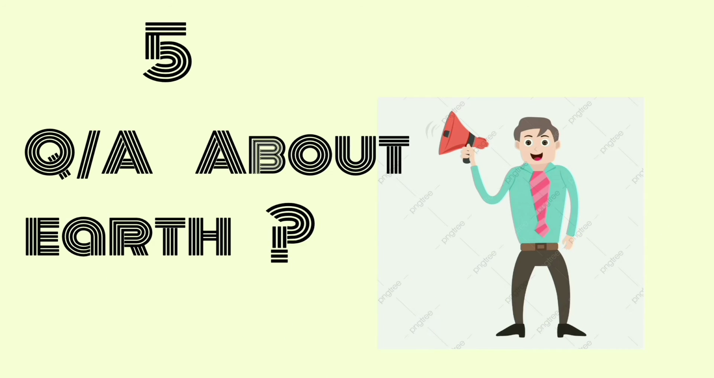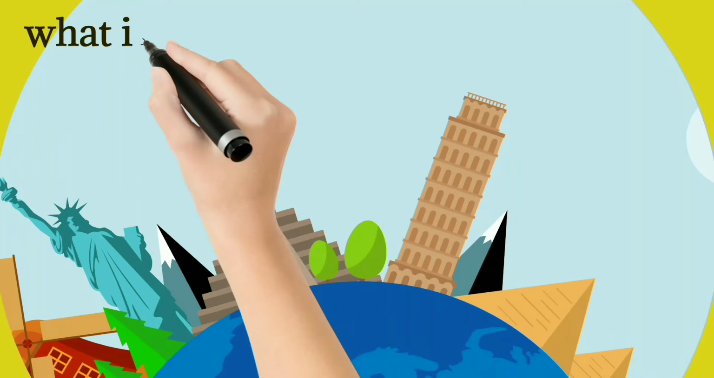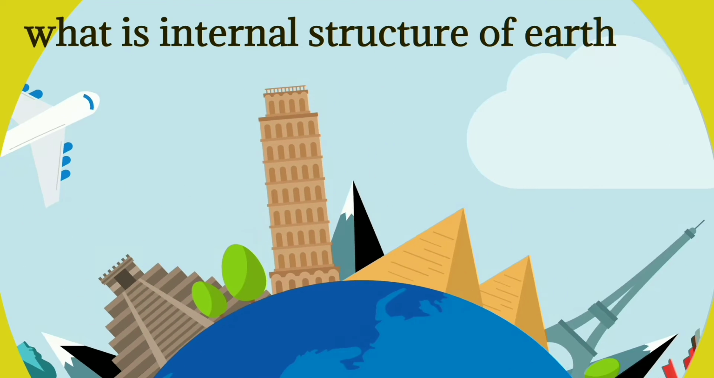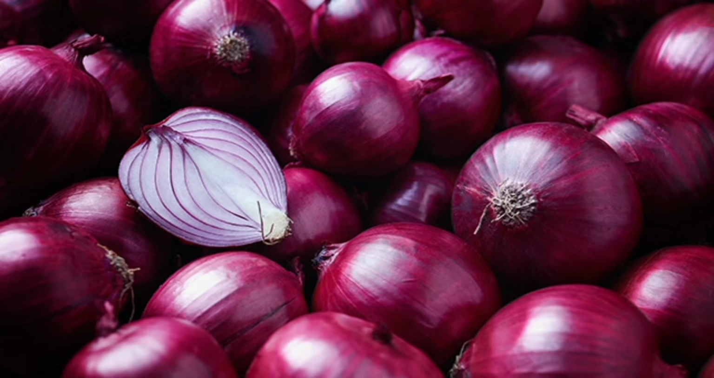So let's start today's video titled 5 Questions about Earth. Number 1. What is the internal structure of Earth? Like an onion, the Earth has several layers.